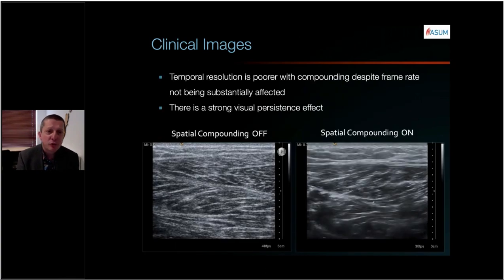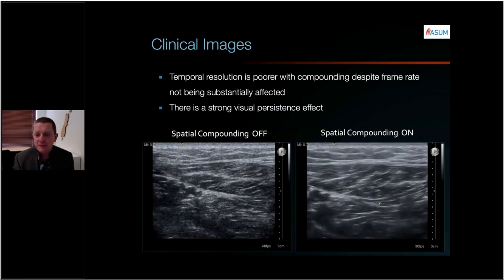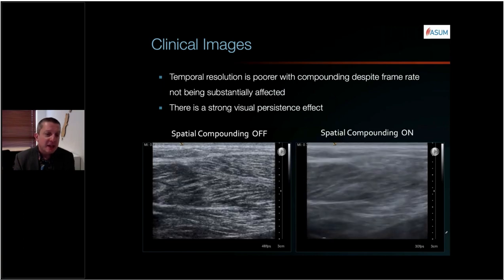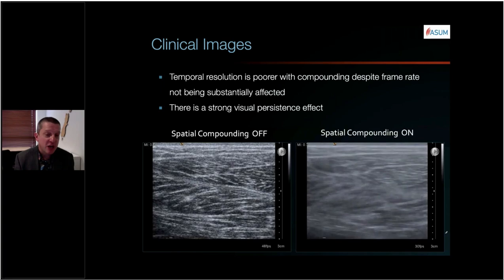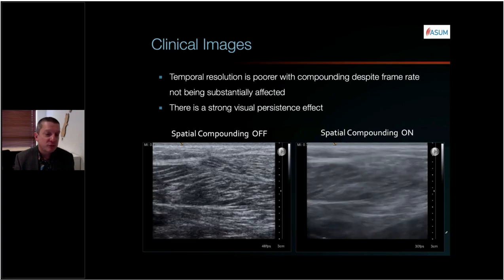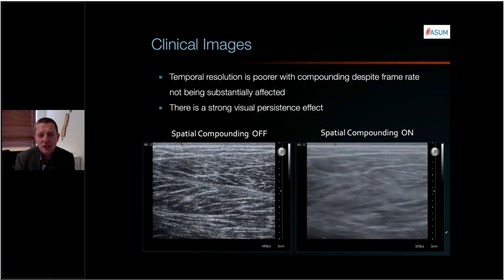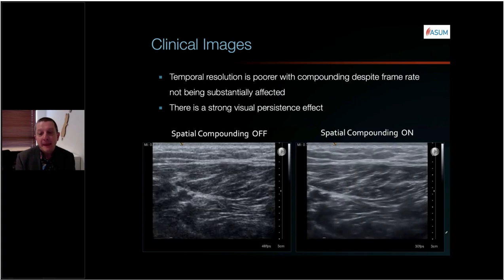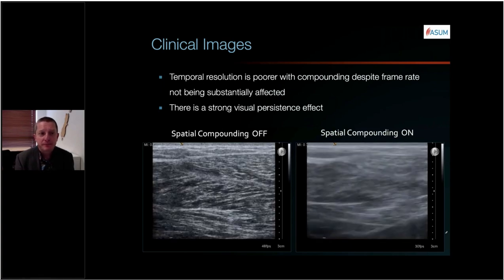Now, finally, I wanted to talk about temporal resolution. Here are two video clips of just scanning through some muscles in the thigh. The left video clip has a very good frame rate, it's very sharp, and movement is well represented. The right video clip is very soft, there's a lot of motion artifact in there, and that is the video clip that is obtained with spatial compounding on.